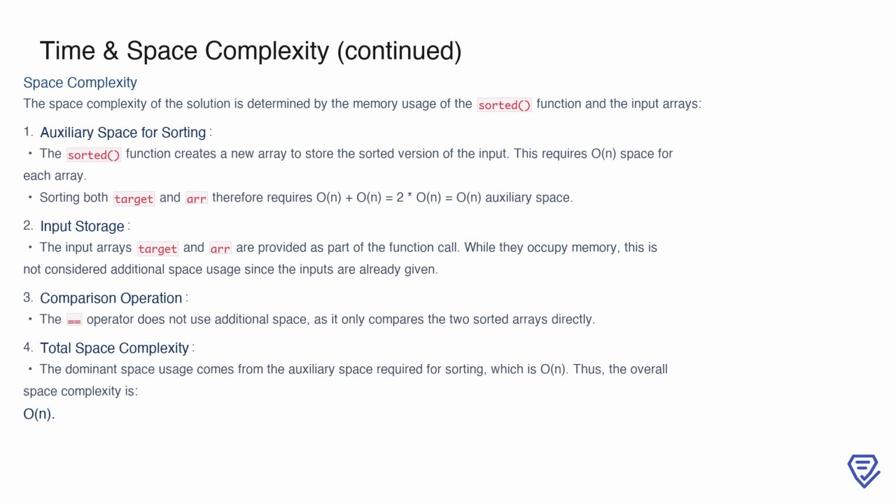Finally, the equality check using the equal sign operator does not require extra memory, as it directly compares the two sorted arrays. As a result, the overall space complexity of the solution is determined entirely by the auxiliary space used during sorting, which is O(n).